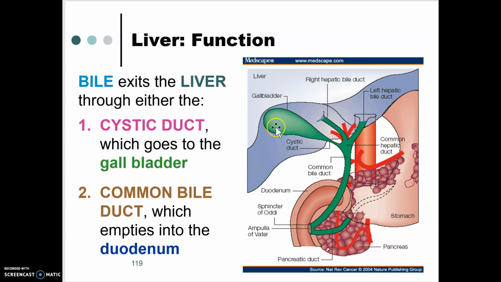Okay, now the gallbladder we'll talk about in a couple of slides, but the gallbladder is important in terms of storage. So the gallbladder is right here. It connects to the common hepatic duct through the cystic duct, and then the common bile duct, or the common hepatic duct, sometimes called. This is the one that's going to empty down into the duodenum in the small intestine.